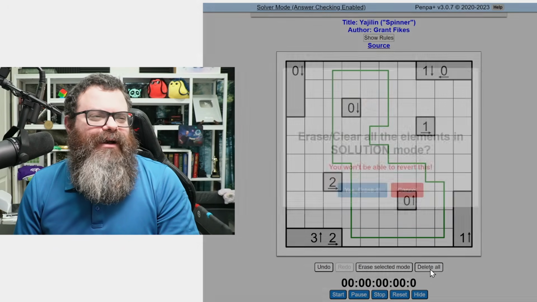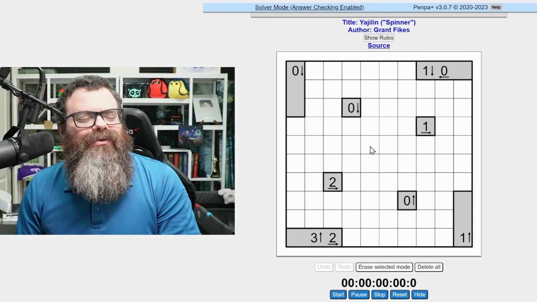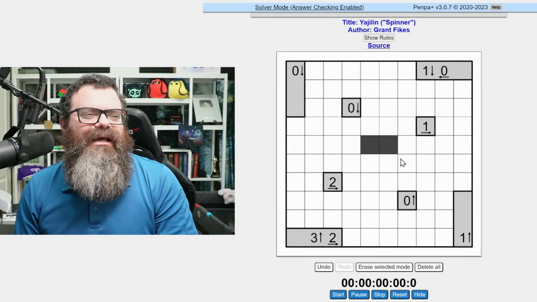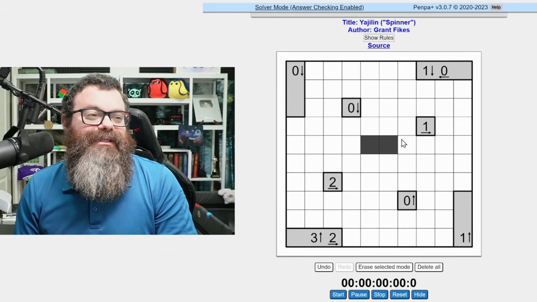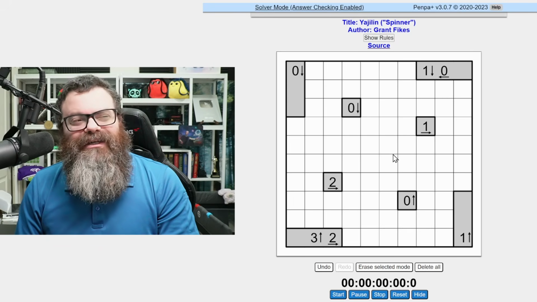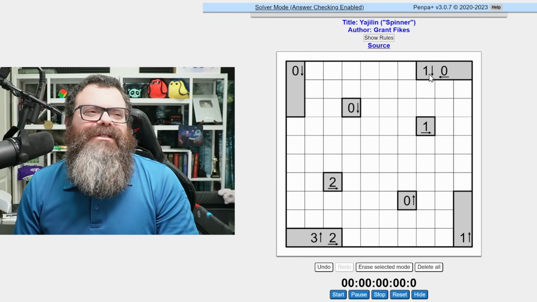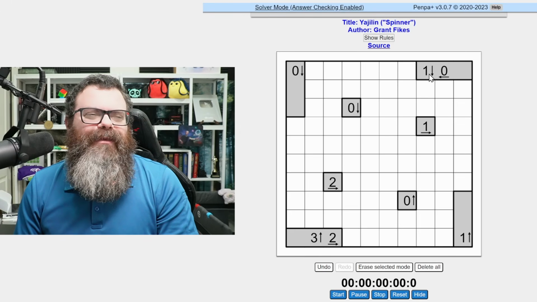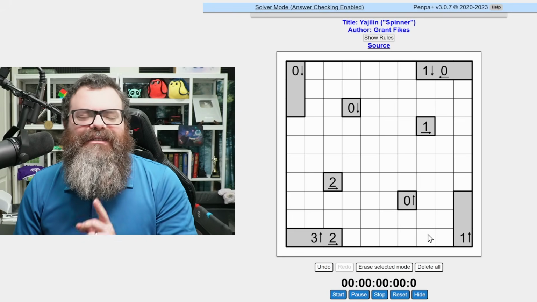Now, let's talk about the shading. So we're not allowed to shade two cells that share an edge. So this would be disallowed. And then additionally, if there's a clue in a gray cell, that clue tells us in that direction how many shaded cells we have, exactly how many.